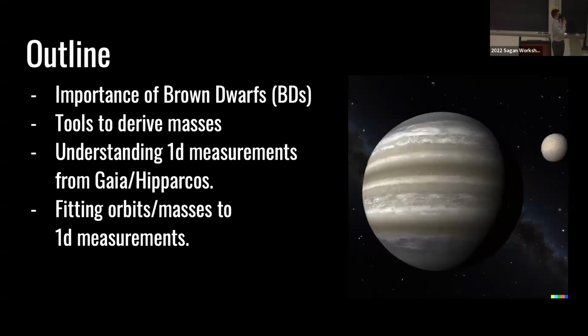So I'll start with the importance of brown dwarfs, and it'll be very brief because again, Jackie already talked about it and it was great. I'll introduce some of the tools to derive masses, some of which you've already played with, for instance, in the hands-on session. I'll talk about these 1D measurements from Gaia, which for me personally were very confusing at first when I was starting as a grad student. So I have some visualizations that hopefully will clarify this. And then I'll talk about how you actually fit orbits and masses in the context of those 1D measurements, and how this ties back into how direct imaging can help you fit those masses from those astrometric measurements.